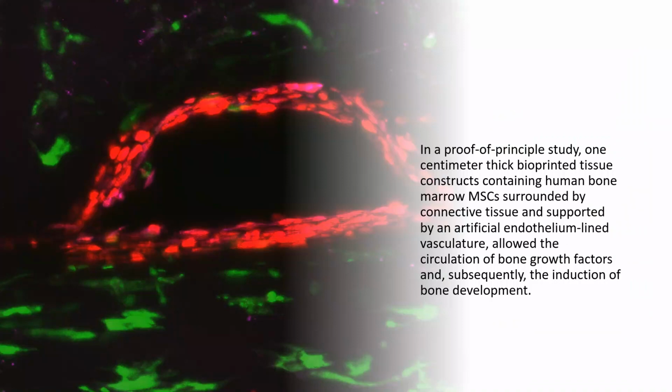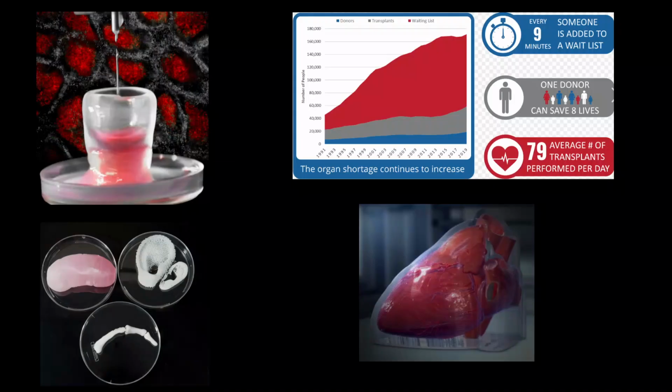Recently, in a proof of principle study, one company created a 1 centimeter thick bioprinted tissue that was made of human bone marrow and surrounded by connective tissue and supported by an artificial endothelium-lined vasculature, which allowed the circulation of bone growth factors and subsequently the induction of bone development. As medicine evolves and digital imaging evolves along with medicine, there will be many opportunities for job growth in the future and exciting challenges for those new to the industry.